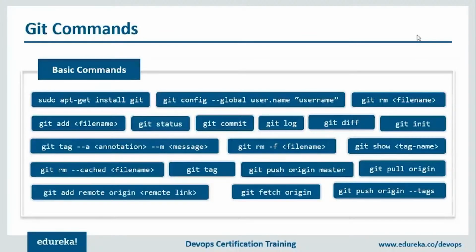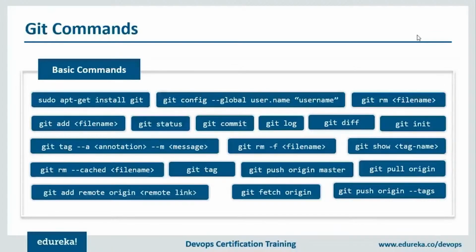Git rm -f file name is to forcefully remove the file that is present in the staging area. Similarly, git show tag is to show the tag that you're using. Then moving on, we have git rm --cached file name, that is to remove from the cached area. Also, git tag is to create a tag. Git push origin master is to push your local repository to the remote repository.